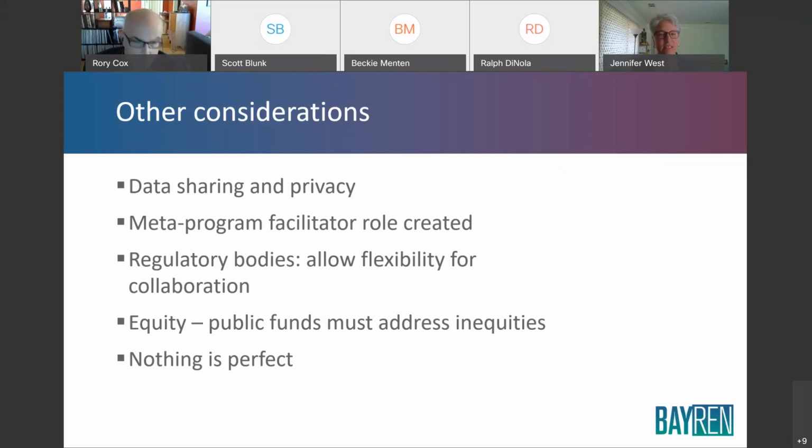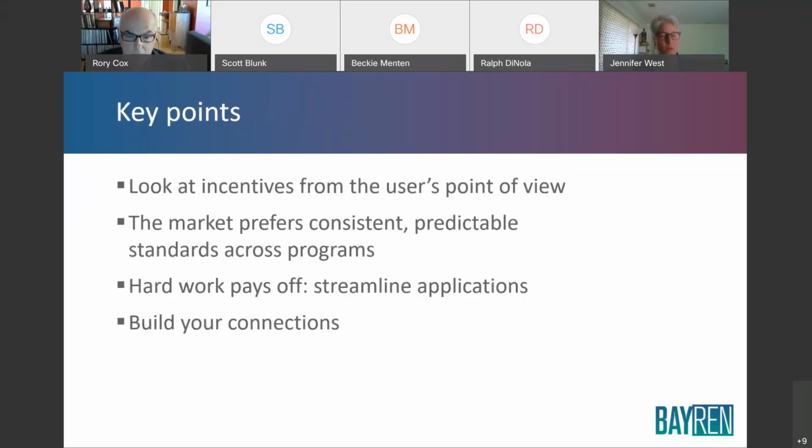Next slide. Wrapping up with the same points I had at the beginning, looking at the incentives from the user's point of view. In our situation, that was the contractor audience, but the market in general. Consistent, predictable standards. We heard that from another presenter earlier. And streamlining the applications to make it one application is not easy, but it's worth it. Finally, build your connections. You don't know who else you're going to be working with, but I think a lot of us on this webinar today will have the chance to work together as this layering moves forward.